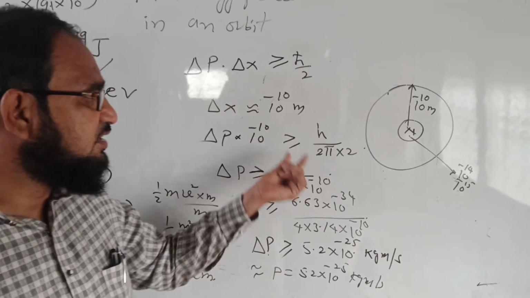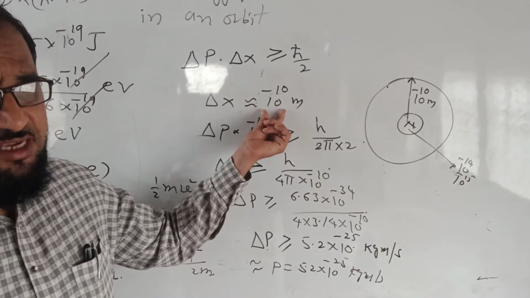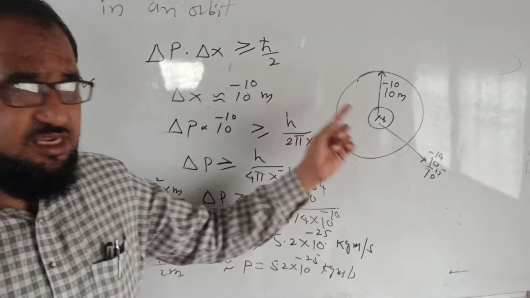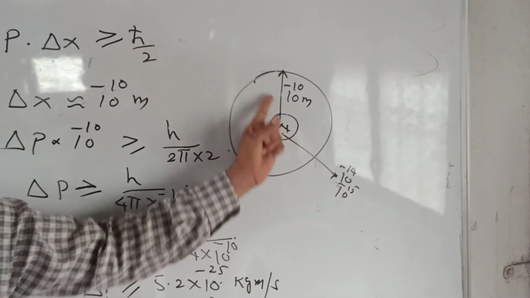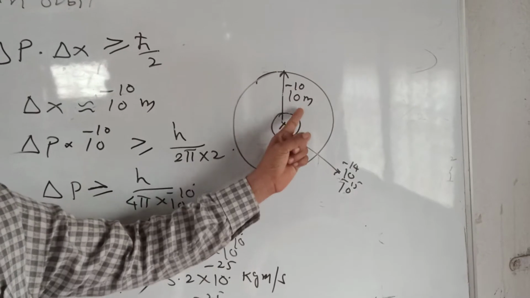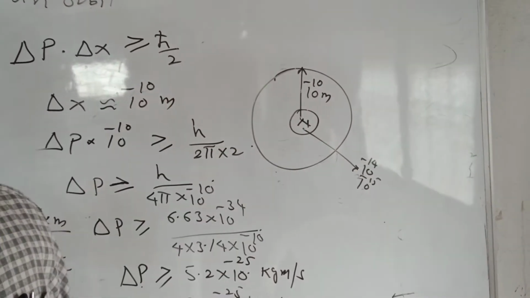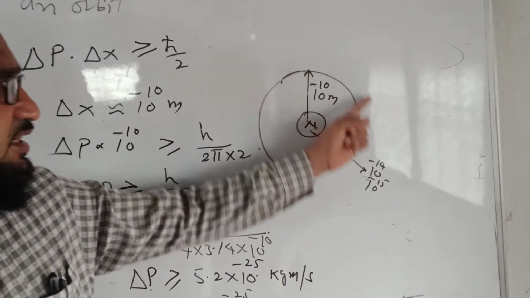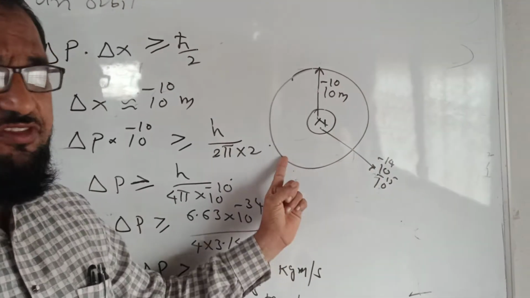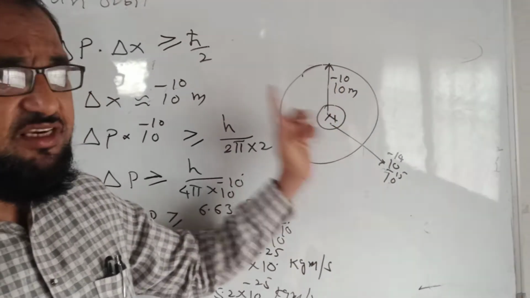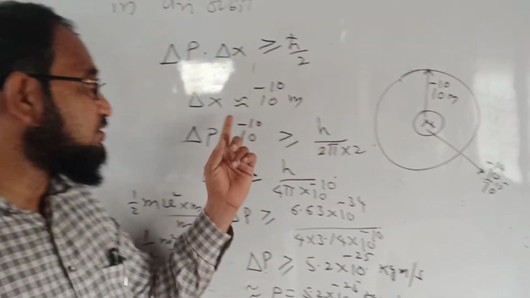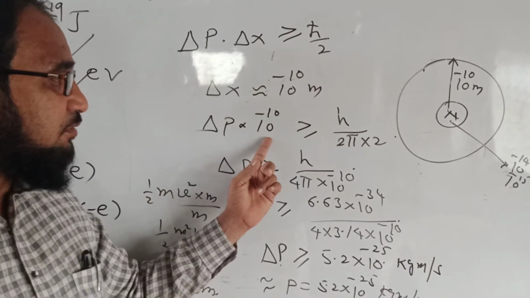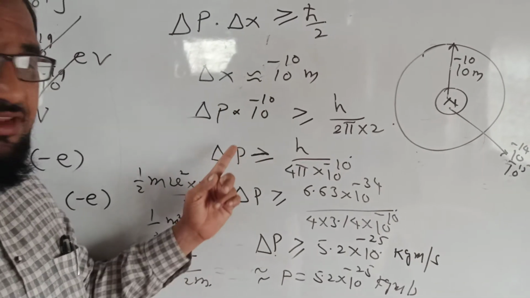Today we'll use this formula of the uncertainty principle, and the uncertainty in the position of the electron is about 10 to power minus 10 meter. Why is it 10 to power minus 10 meter? Because the atomic radius is about 10 to power minus 10 meter. The possibility of the electron to be found is only in this area, of the order of 10 to power minus 10 meter radius.